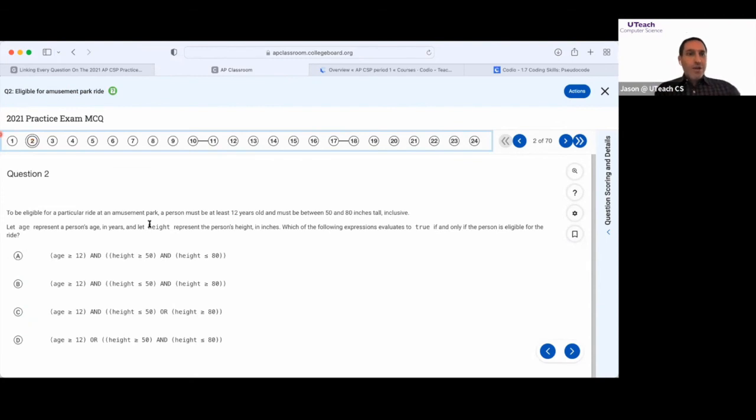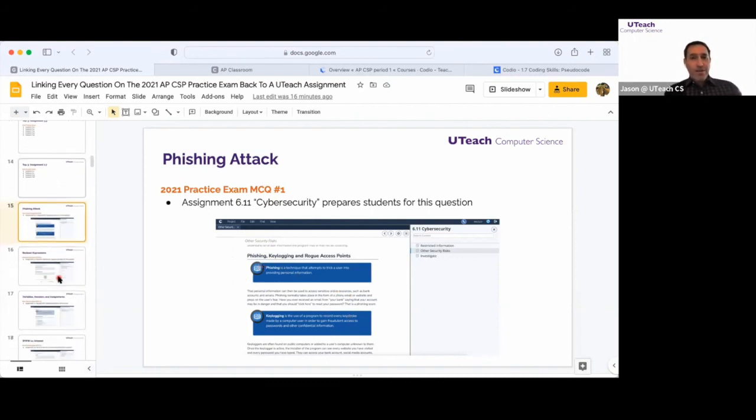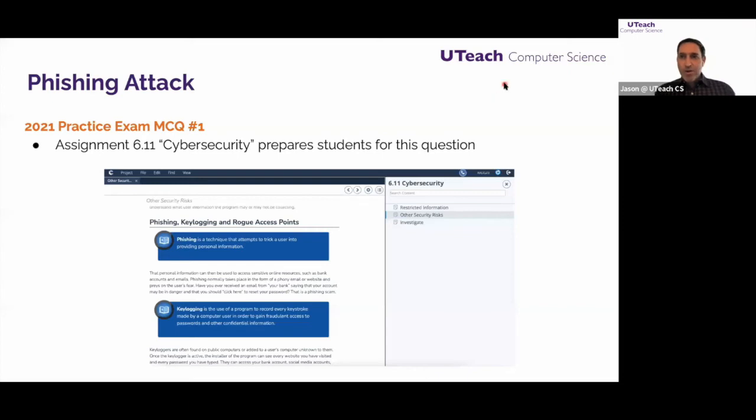Okay. So question 2, because we already did question 1. Question 1, I already told you, is linked to our assignment 6.11. Now, what I do in the screen capture here is I take a screenshot of exactly where in the assignment you need to review. So question 1 is a phishing attack. Here is where in assignment 6.11 you need to look. And that's how the rest of this slide deck is going to work. Question 1 links back there.